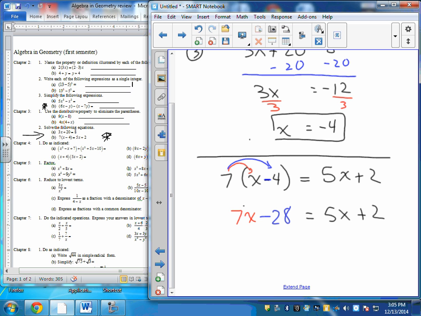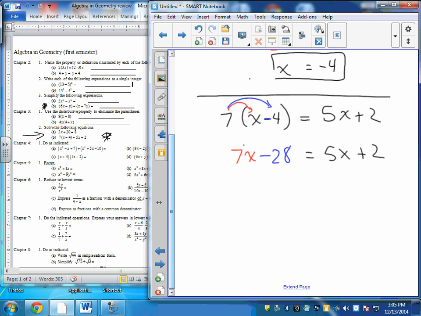Okay, for an equation of this type, you now had to move all the x's to one side. Most people would just go ahead and write minus 5x, right? Both sides, whatever you do to one side, you have to do to the other. So 7x take away 5x is 2x's. We still have the minus 28. And on the right side, 5x take away 5x is no x's, but we still have the 2.